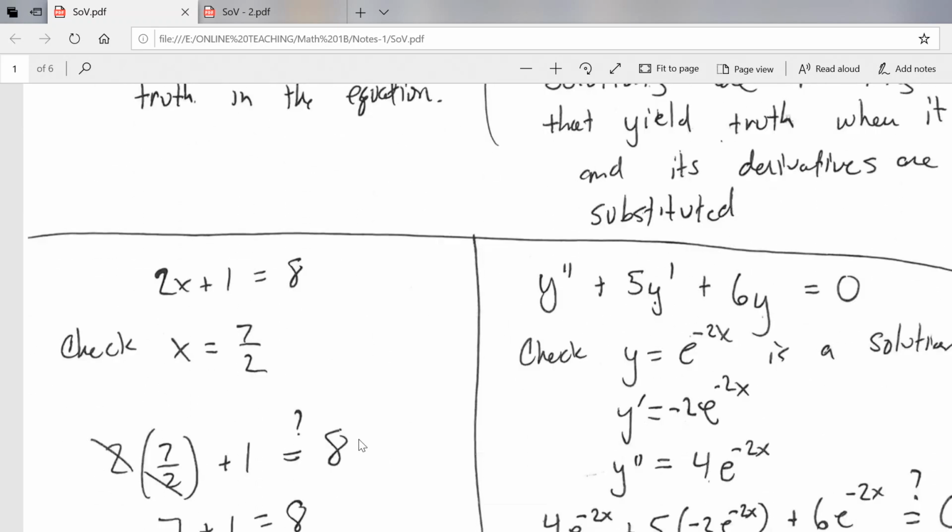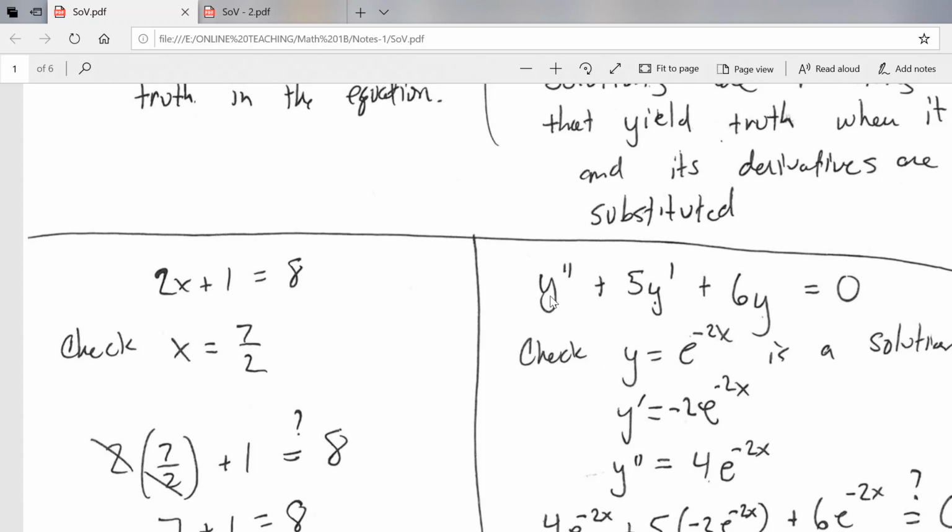And so here's a couple examples. On the 2x plus 1 is 8, we already said check 7/2, and if you check it, you get 8 equals 8, which is true. On this one, the y double prime plus 5y prime plus 6y equals 0, I'm going to have us check that e to the -2x is a solution. Well, to do that, I need two derivatives, one derivative, and the function. Well, I have the function. It's e to the -2x. So we take the first derivative. The derivative of e to the stuff is e to the stuff times the derivative of the stuff. That's why we pop a -2 off.